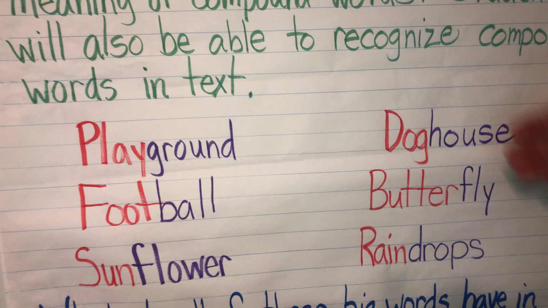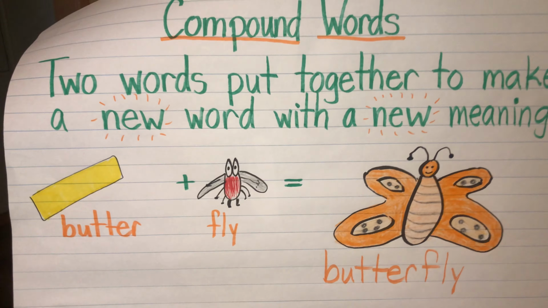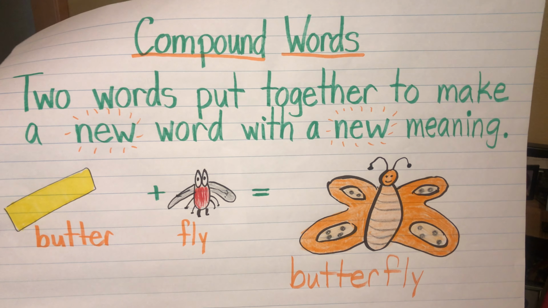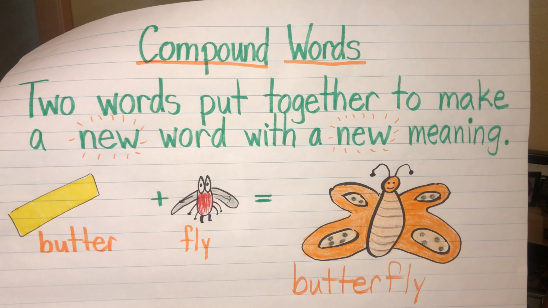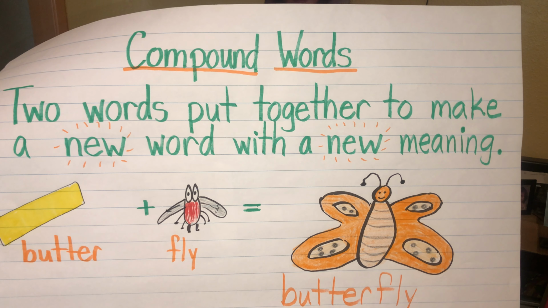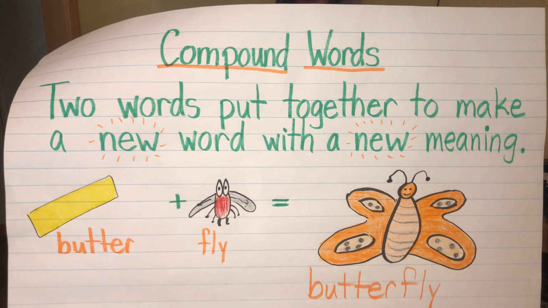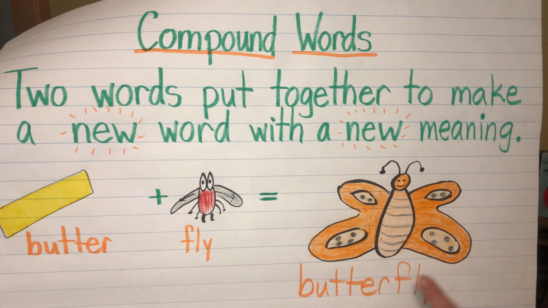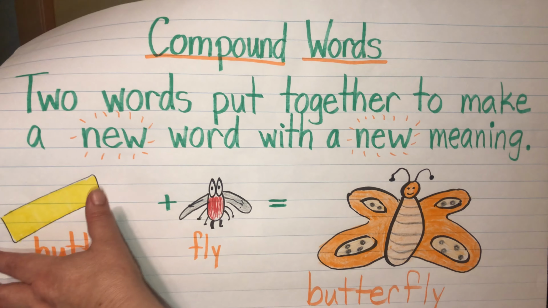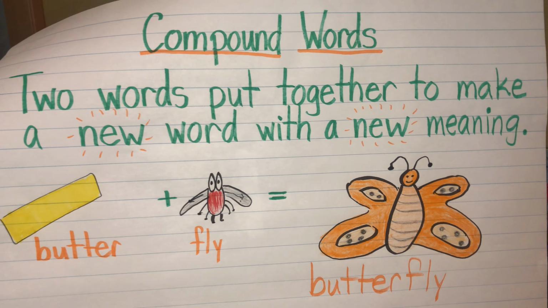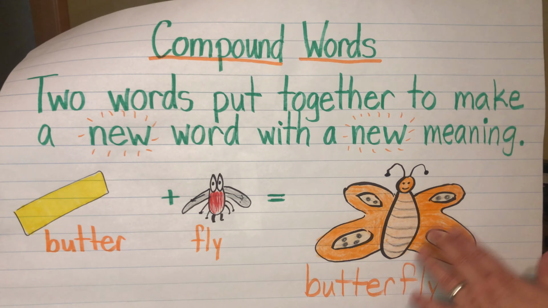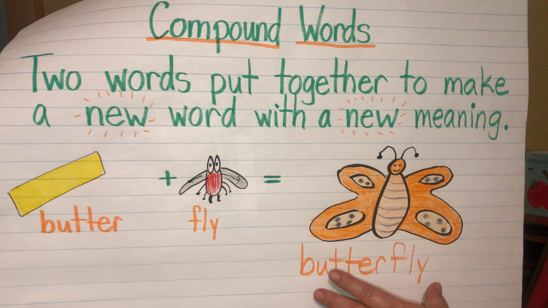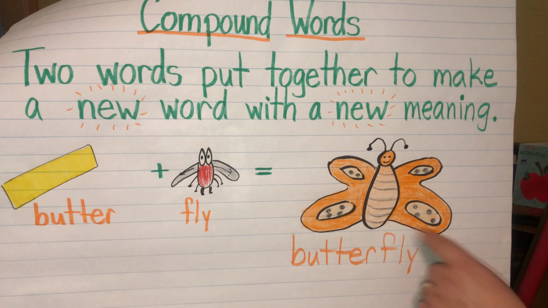So let's look at our beautiful poster that I created just for you guys. And up at the top, it says compound words. Compound words are two words put together to make a new word with a new meaning. And here, I did some beautiful drawings for you. I hope you like them. We have butter plus fly equals butterfly. Now, if we think about a stick of butter and we think about a fly, it doesn't quite help us understand what a butterfly is, but those are the two smaller words that are put together to make a new word with a new meaning.